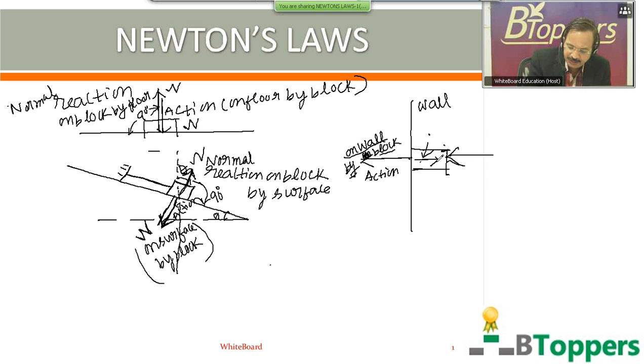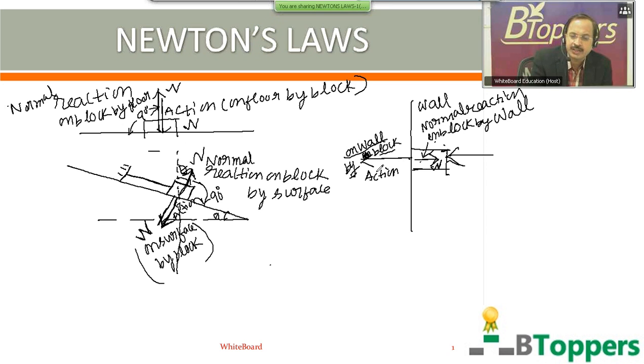This reaction will be the force exerted on the block by the surface of the wall. So this reaction force exerted on the block by the surface of the wall we call normal reaction, because it acts normal to the surface in contact. The magnitude of this normal reaction is usually denoted by N.